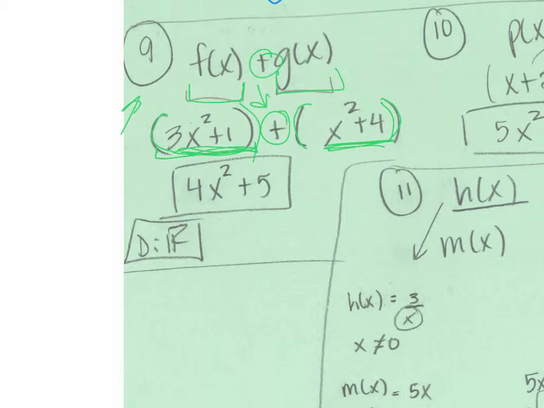Now for addition, you're technically distributing a positive 1. Bars come off, so you're combining like terms. 3x squared and another x squared is 4x squared. 1 and 4 is 5. So this is our final answer.